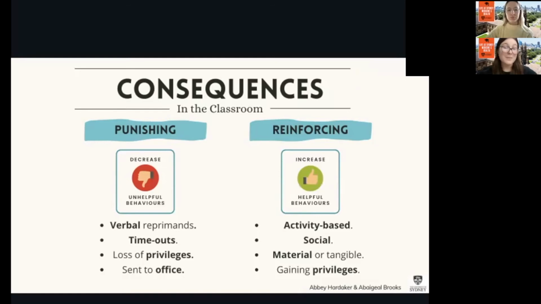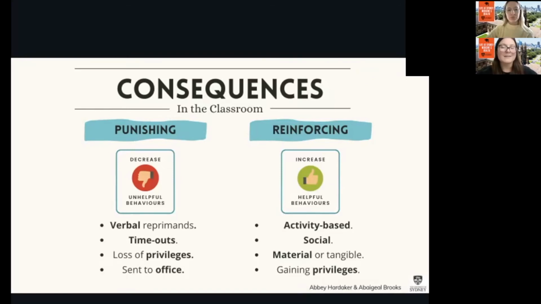This might be activity-based, such as being able to play a game at the end of the lesson, social reinforcement, such as a high five or a smile, something material, such as a sticker or stamp, in which a classroom token system can encourage students to accumulate a certain number of tokens to receive an award, or other privileges, such as being able to choose where they sit. These reinforcements will encourage students to exhibit more consistent, helpful behaviours.